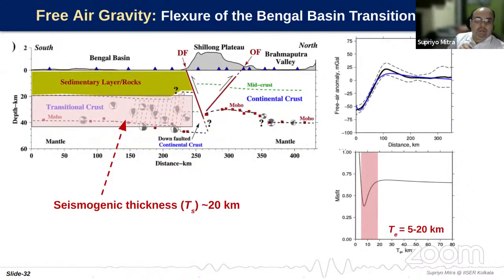Just to remind you, the seismogenic thickness is also 20 kilometers. So the seismogenic thickness gives you an upper bound to the elastic thickness, and they match. So the layer which is actually causing earthquakes, which is deforming on a shorter time scale through earthquakes in a brittle manner, is also the layer which is supporting the load of the Shillong Plateau over a geologic time scale. And therefore, it doesn't have a root, so it's being dynamically supported by the flexure and the faulting on the Dauki fault. So this is where I'm going to stop.